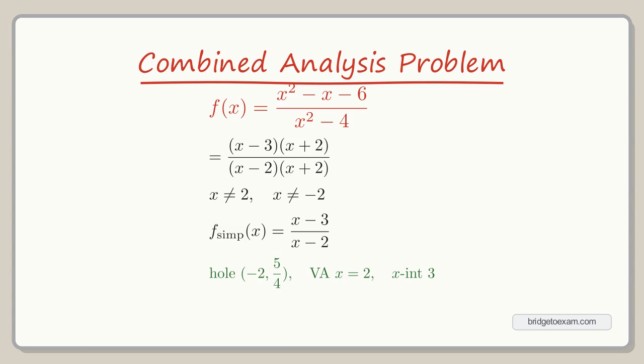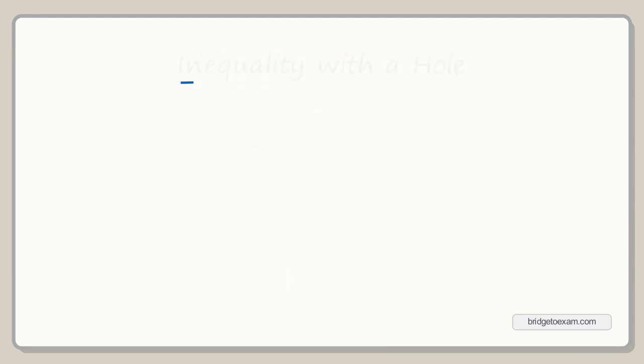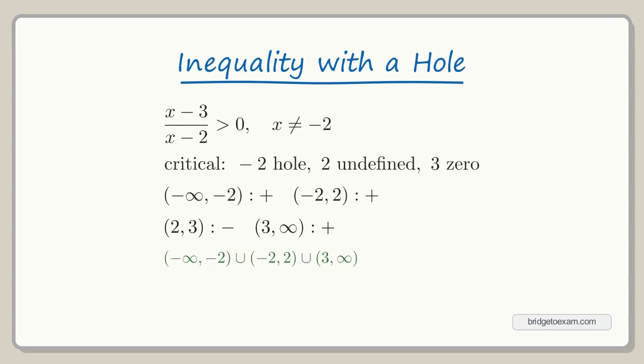The remaining denominator gives a vertical asymptote at x equals 2, and the x-intercept is x equals 3. Now suppose we need f of x greater than 0. Use the simplified expression for signs, but keep the hole excluded. Critical values are negative 2, 2, and 3.